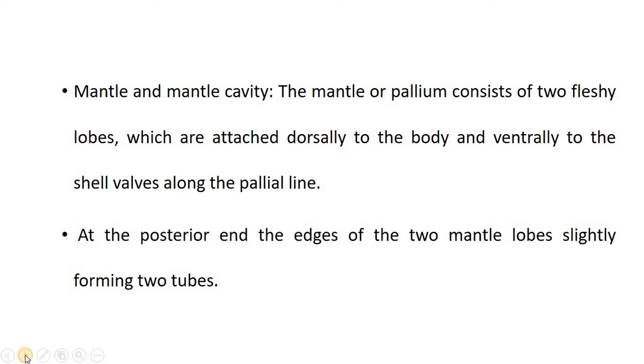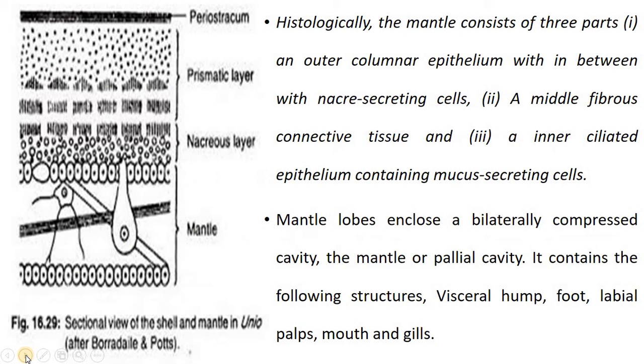Mantle and mantle cavity. The mantle, or pallium, consists of two fleshy lobes which are attached dorsally to the body and ventrally to the shell valves along the pallial line. At the posterior end, the edges of the two mantle lobes slightly form two tubes. Now, histologically, the mantle consists of three parts. The outer columnar epithelium, in between which nacre secreting cells are there.